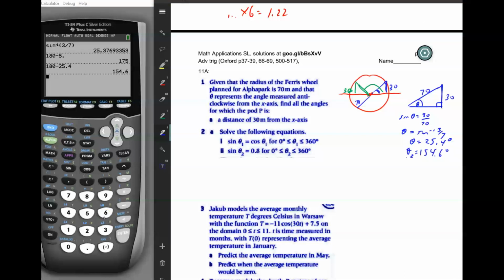Another way you could do it is you could graph the function sine. So I'm going to put sine of x here. And then I'm going to see when sine of x equals 3/7. So I'm going to graph that.